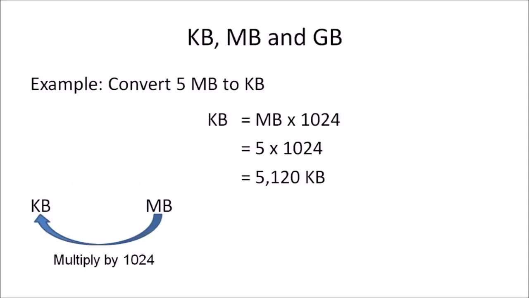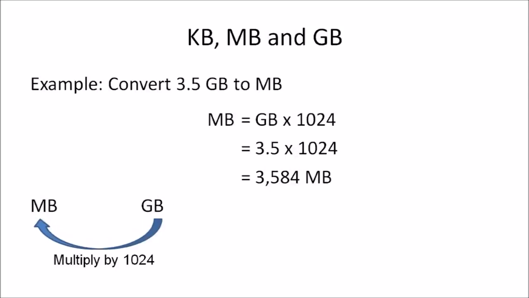In this example, convert 5 megabytes to kilobytes, right? So we're going backwards now, to convert megabytes back to kilobytes. So the formula is kilobytes is equal to megabytes multiplied by 1024. So we'll substitute the amount. We've got 5 megabytes multiplied by 1024, and the answer we get is 5120 kilobytes. So notice the amount 5 increases to 5120 because now we're converting a larger unit to a smaller unit, right? So we are multiplying.